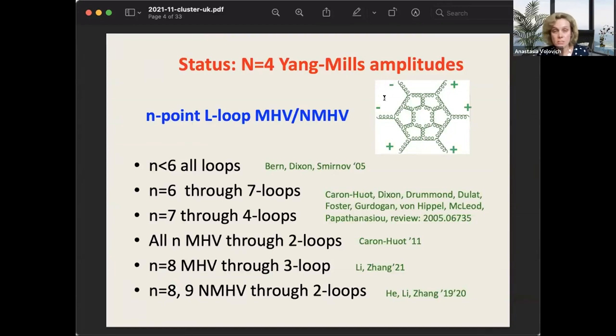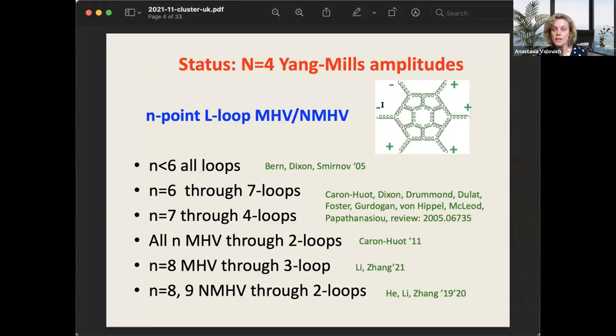So MHV means there are 2 minuses, and NMHV means 3 minuses, and so on. These are scattering amplitudes in physics, and there are known ways to compute these. These are usually studied in quantum field theory class, in any graduate or undergraduate level quantum field theory class. There are methods called Feynman diagrams for how to compute them. I'm not going to go into details about that.